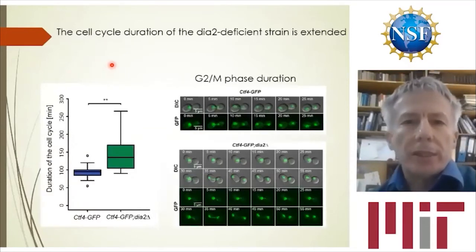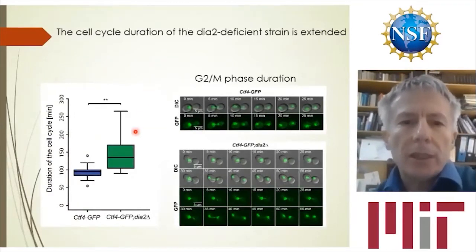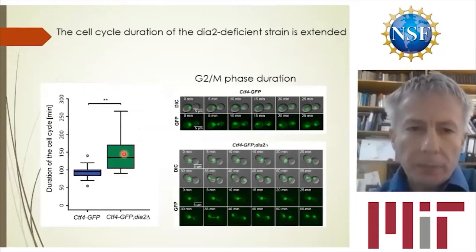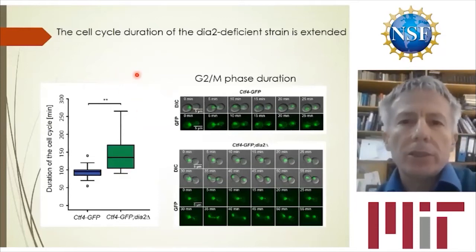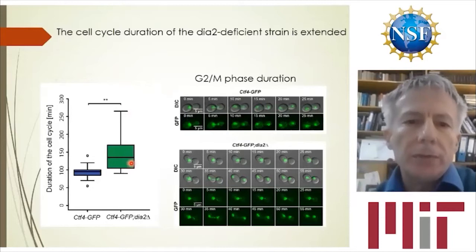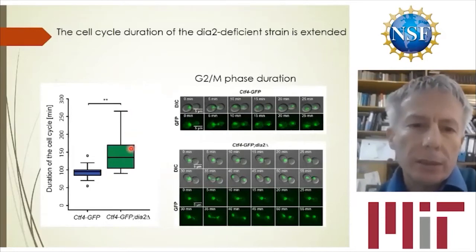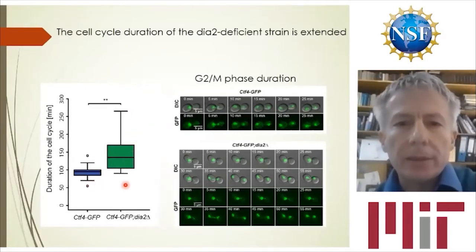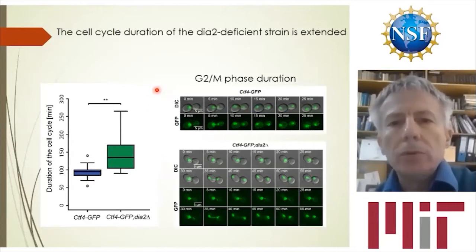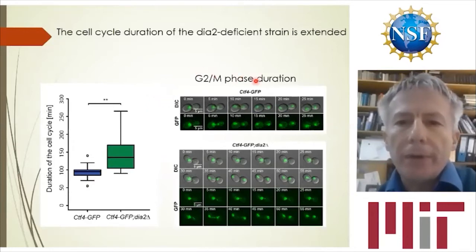Next, we checked the cell cycle of the Dia2-deficient strain. As you can see, the cell cycle duration of the Dia2-deficient strain is 50 minutes longer than the wild type strain. And this is in part due to the longer G2/M phase, because normally the G2/M phase is only 20-25 minutes. In the Dia2 deletion strain, it is about 40 minutes.